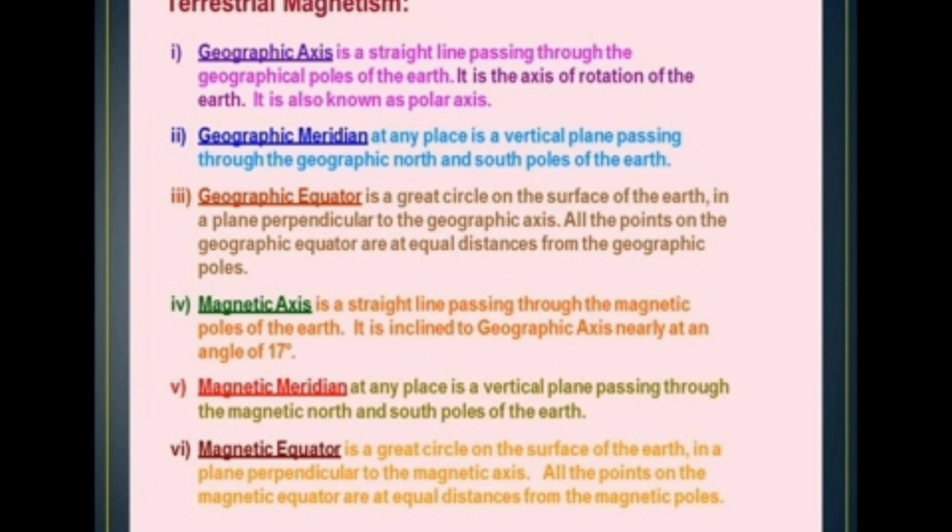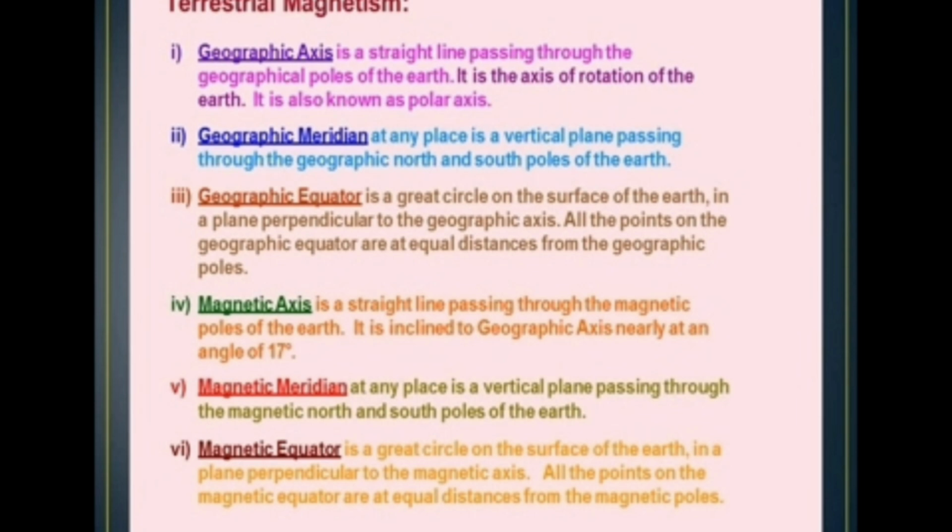And the second thing is geographic meridian. Geographic meridian at any place is a vertical plane passing through the geographic north pole to south pole. Suppose one line is passing through the north pole to the south pole, that is called the geographic axis. Suppose it is a plane passing through the north pole to the south pole, that is called the geographic meridian. Next thing is geographic equator. It is a great circle on the surface of the earth in a plane perpendicular to the geographic axis. All the points on the geographic equator are at equal distance from the geographic poles. So equator means it is a center line, so definitely it has the same distance from the north pole and the south pole.